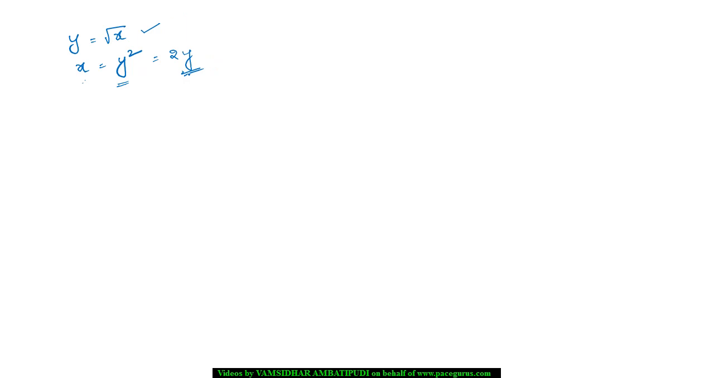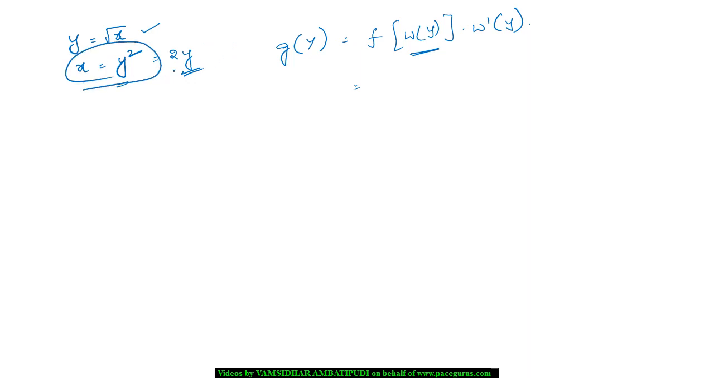So I can very well write g of y as f of w of y multiplied by w dash of y. So I can now write f of w of y. The w of y here for me is x equal to y squared, and f of that is e to the power of minus y squared.